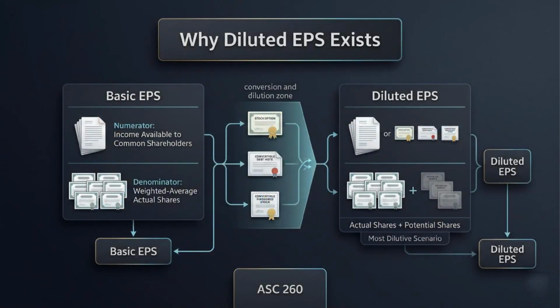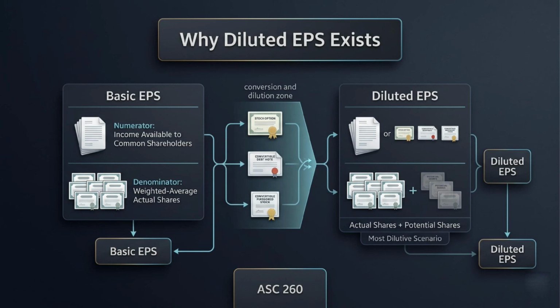Diluted EPS exists because basic EPS may not show the full possible effect of a company's capital structure. Basic EPS uses actual shares outstanding. Diluted EPS adds potential common shares, but only when those shares reduce EPS. This is the conservative view, but it is not a free for all. ASC 260 does not allow us to include instruments that improve EPS.